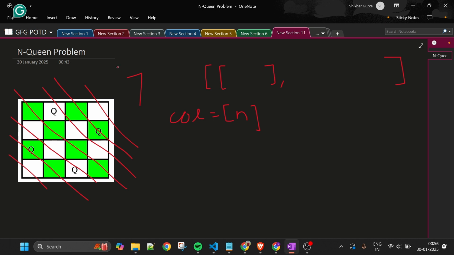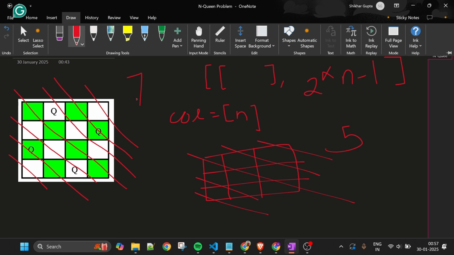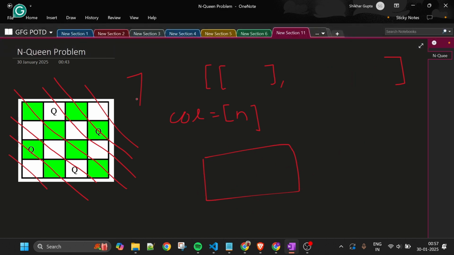4 rows, 7 diagonals. So for 3 rows, what will it be? It will be 5. Let's say n is equal to 3. So for a 3 by 3 chessboard, there will be 5 diagonals. How? Let's see. First one is this, second one is this, third one is this, fourth one is this, and fifth one is this. Okay, 5. So can you see any formula being made here? Yes. Total number of diagonals for any square matrix will be 2 into n minus 1. So basically I will have to make two more arrays. Let me quickly delete all these things.